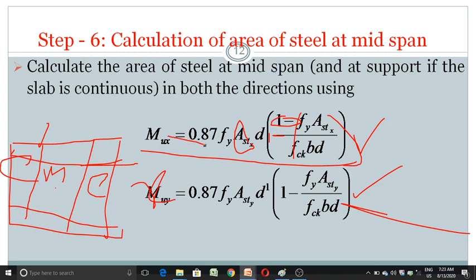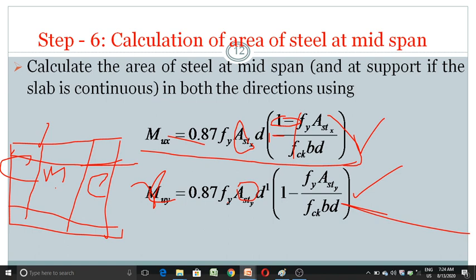So that is MUY equal to 0.87 Fy ASTY d', where d' is the effective depth along the Y direction, whole multiplied by 1 minus Fy ASTY by FCK into b d'. Here also we will get a quadratic equation. If we solve that quadratic equation, we can calculate what the ASTY is.